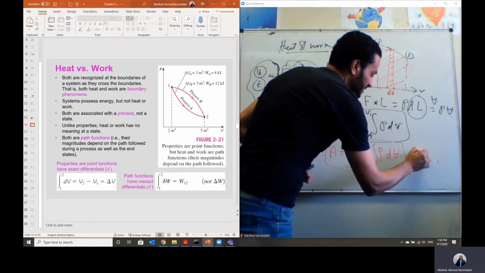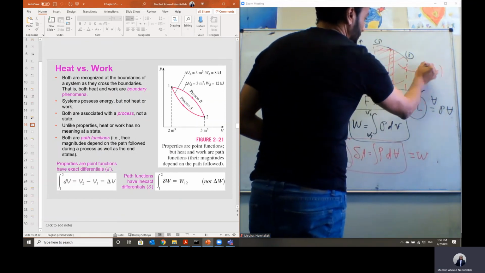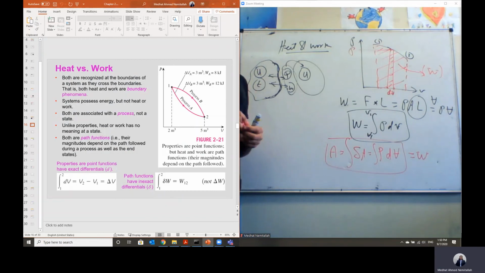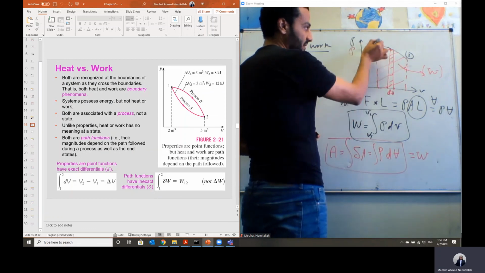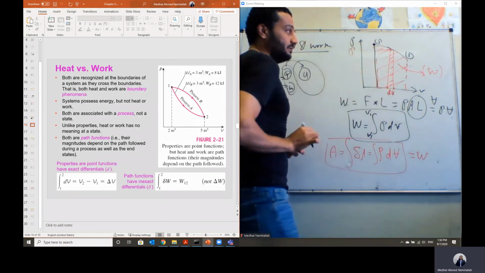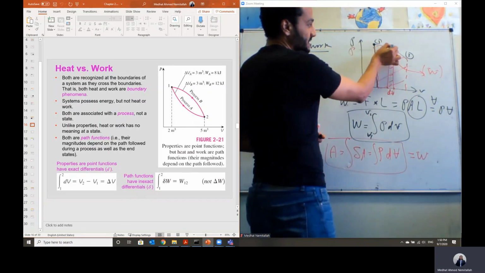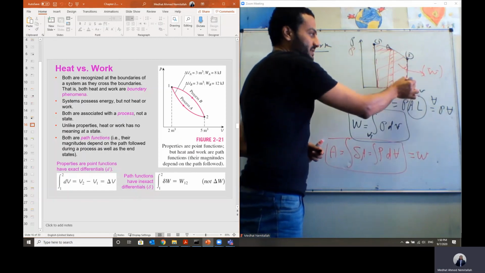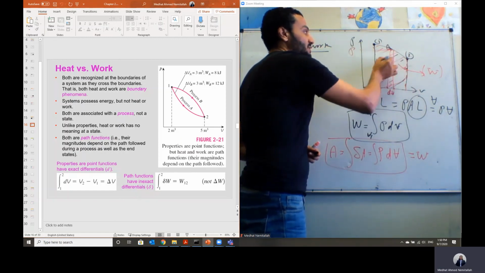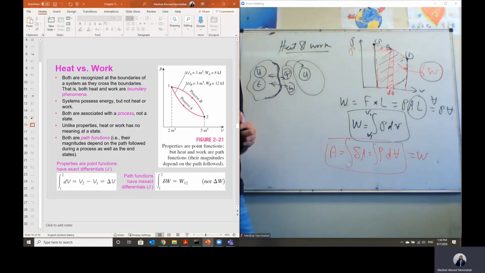So the area under the curve on the PV diagram gives us an indication about the work done by this system. And that's why we said we cannot generate work from a system at a given state, because at a given state the area under the curve is equal to 0. So we should have a process in order to generate work from the system, and the area under the curve on the PV diagram gives us an indication about the value of this work.